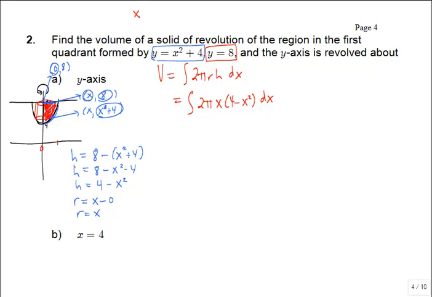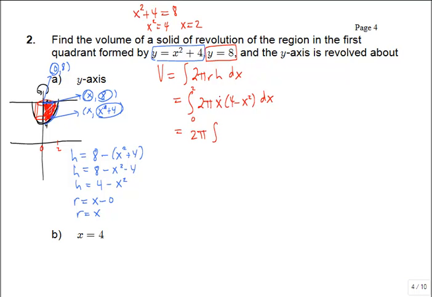So if I set the parabola equal to 8 and subtract 4, taking a square root gives me plus or minus 2, and we're in quadrant 1, so that's going to be the plus 2. So my bounds are from 0 to 2. So there's my integral. To solve it, pull out our 2 pi.